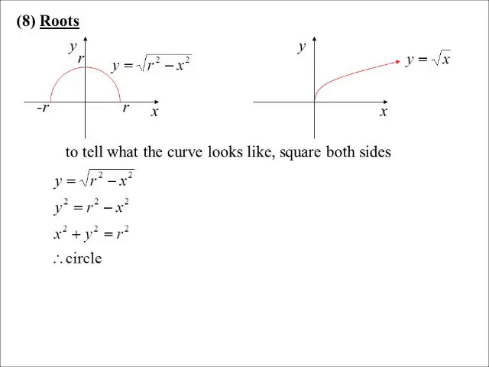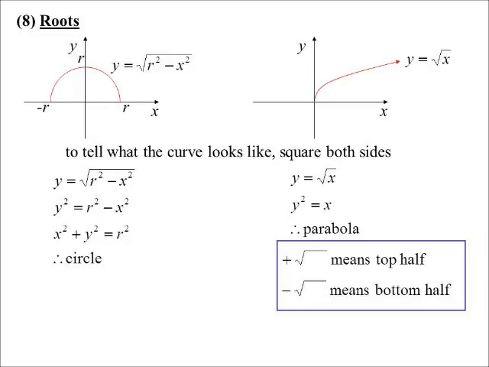But because it's a square root, it's the top half. Negative square root would be the bottom half. And over there, y equals square root of something, I don't know what it is. Square it. Oh, look, one of the pronumerals is to the power of 2, the other is to the power of 1. Must be a parabola on its side in this case. So remember the positive square root is the top half. Negative square root will be the bottom half.